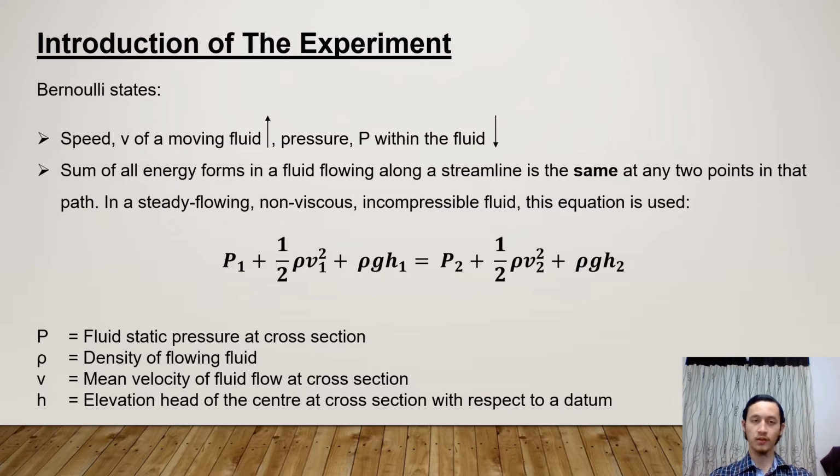The sum of all energy forms in a fluid flowing along a streamline is the same at any 2 points in that path. In a steady flowing, non-viscous, incompressible fluid, this equation is used, whereby P is the fluid static pressure at cross-section, ρ is the density of the flowing fluid, V is the mean velocity of fluid flow at cross-section, and h is the elevation height of the center at cross-section with respect to a datum.